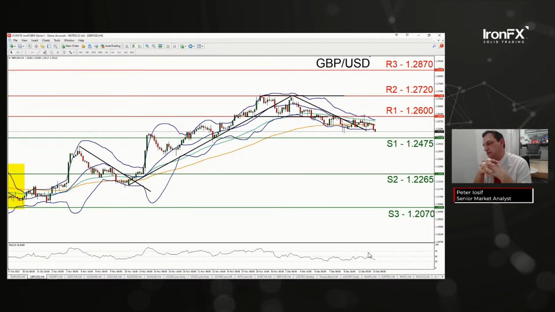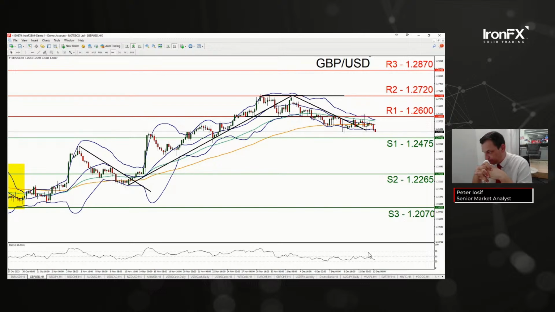And in such a case, I would be noting that UK's GDP rates for October may have also played some role regarding the pound's weakening. Should the bears maintain control and push the pair lower, we may see it breaching the 1.2475 and start aiming for the S2 1.2265. Yet once again, for a bearish outlook, we would require clear break of the S1.